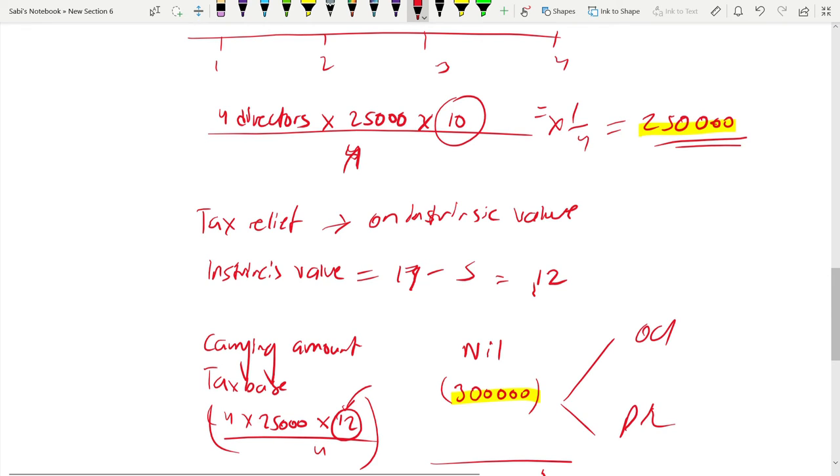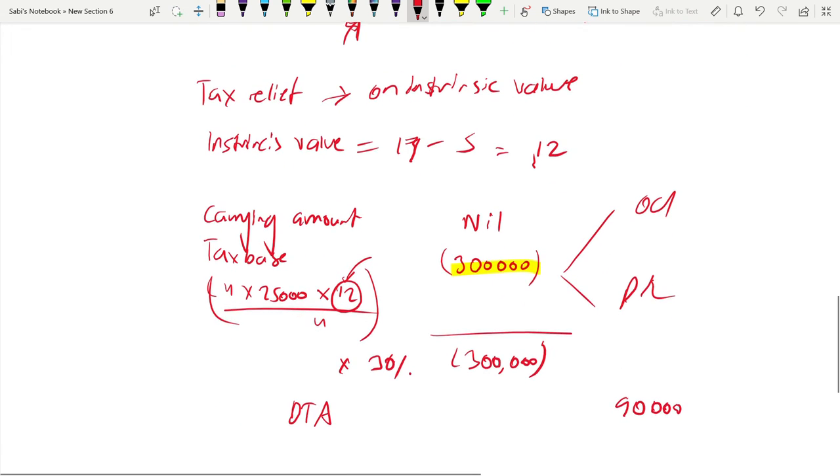I mean equity. That is the meaning behind this. If tax deduction is more than the remuneration itself, part of it will go to equity, part of it will go to P&L. That is the meaning, and that you have to write in words. Okay. What is the difference between 300 and 250,000? 50,000. So this 50,000, where will it go?